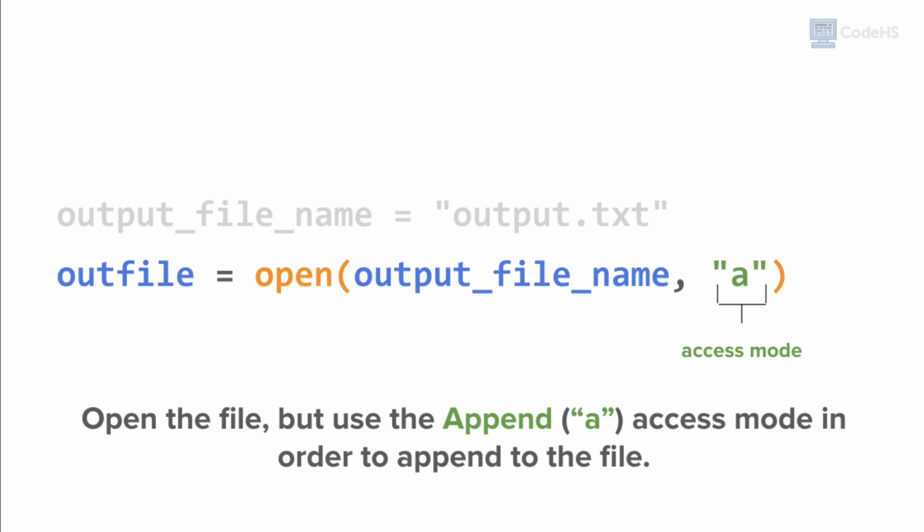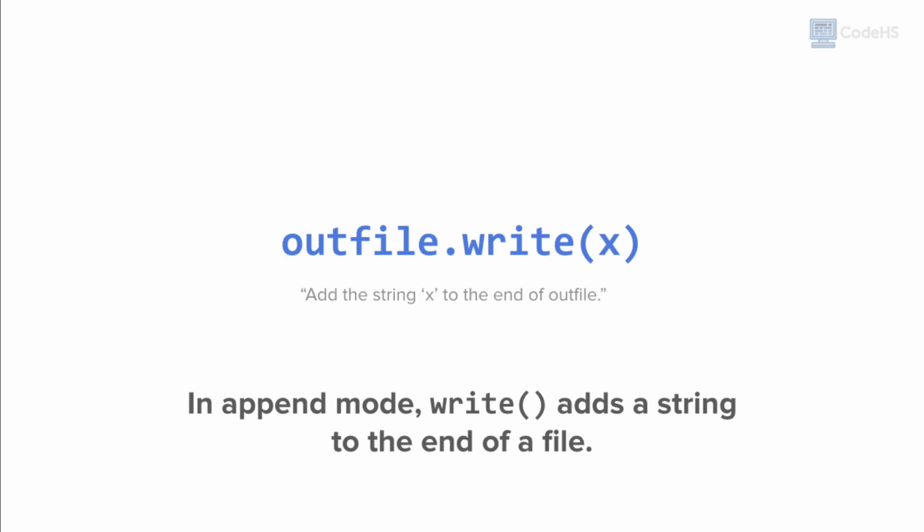Alternatively, we can append or write to the end of a file by opening the out file in append mode. When we use the write method on a file that has been opened in append mode, it will add the given string to the end of the file, not overwrite the contents of the file.